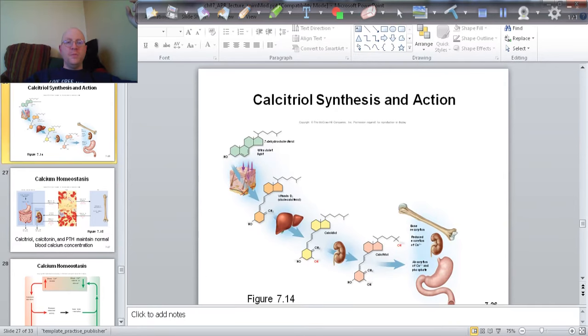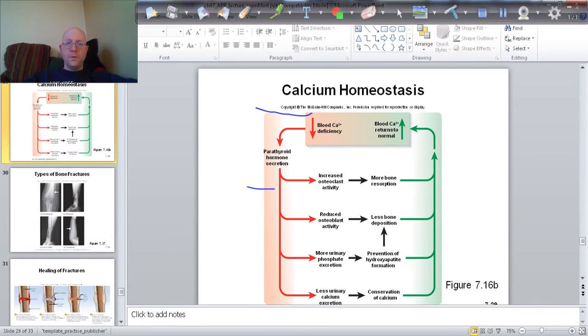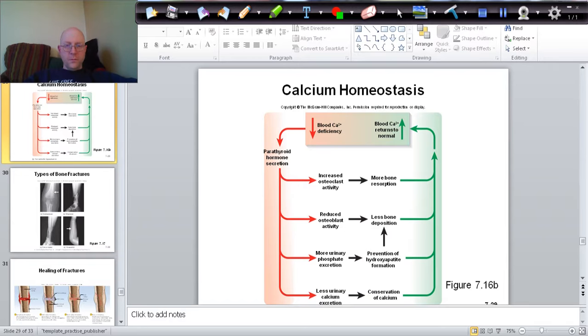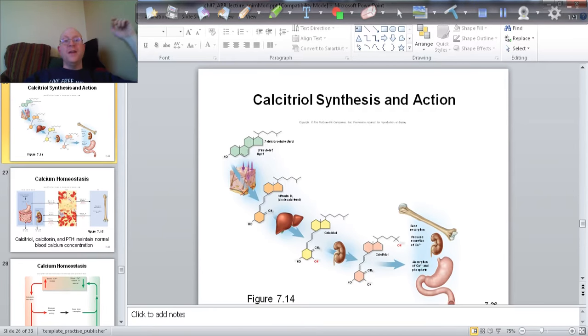Okay? And that's going to be a part of this big section right here. The 3 hormones responsible for regulating your blood calcium are calcitriol, this one here, and then calcitonin, here, and then finally parathyroid hormone here. Right? So calcitriol is what we're going to start with. Okay, calcitriol. Calcitriol is another way of saying vitamin D.